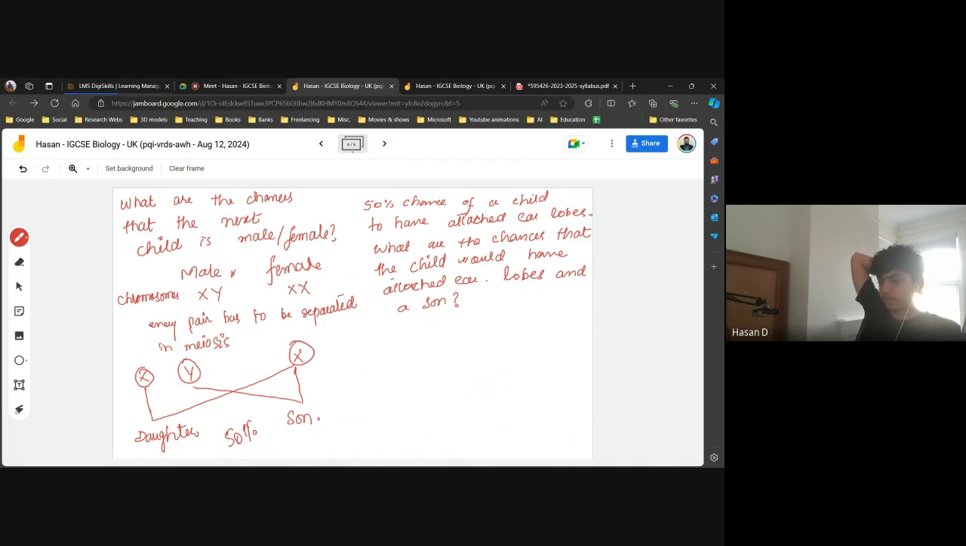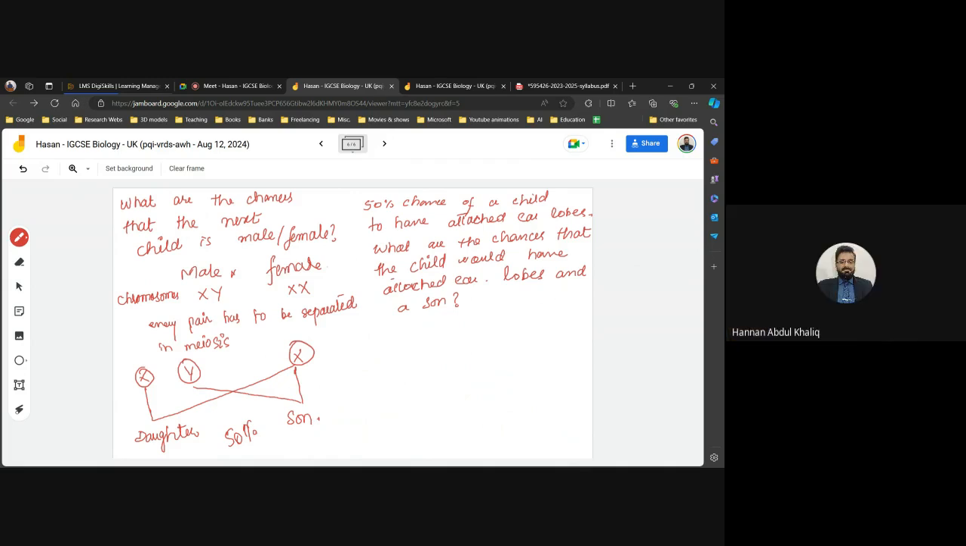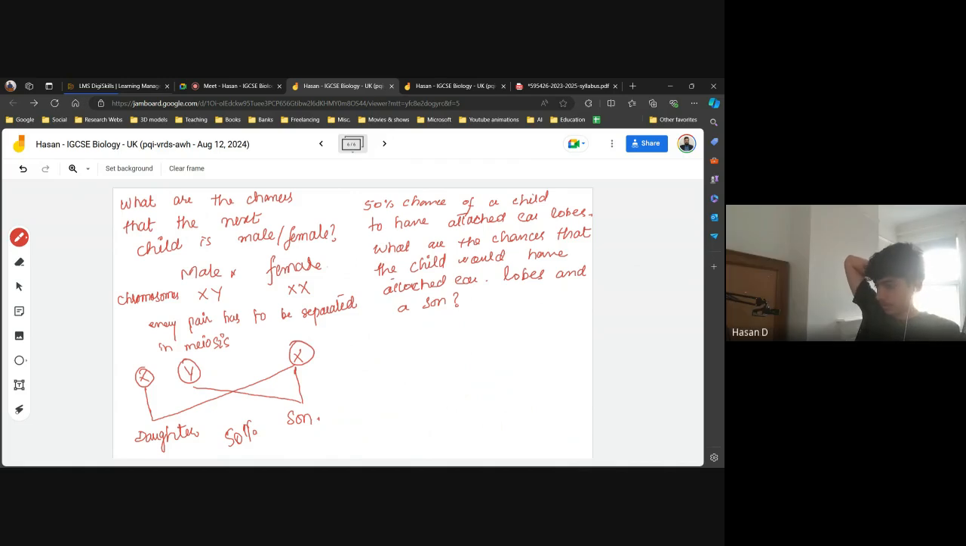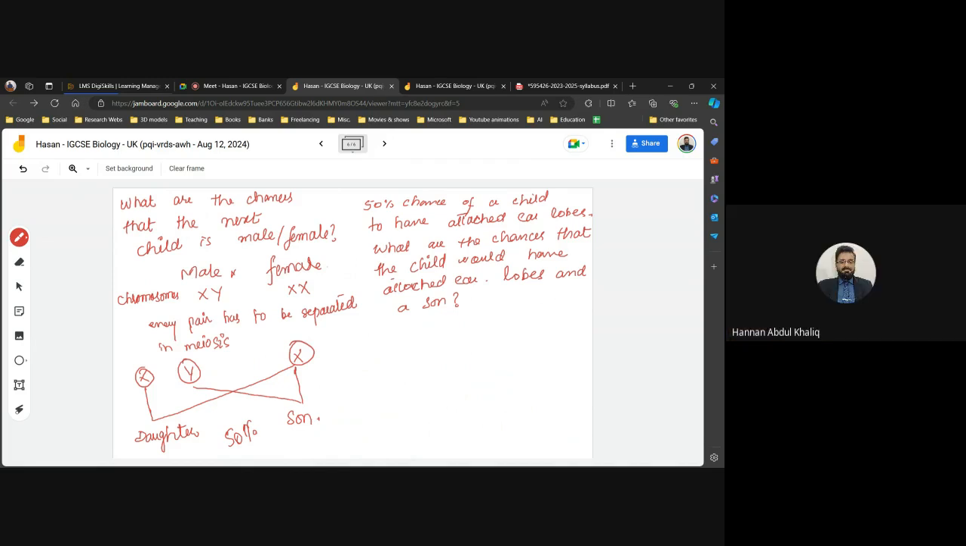25%. Why did you divide the chance of attached earlobe into half? Because of the gender. Yes, you did 50%, male, female, so 25% for a boy. It means the other share has been given to the females. 25% chance of a son with attached earlobe, 25% chance of a son with unattached earlobe, 25% chance of a girl with attached earlobe, and 25% chance of a girl with detached earlobes. So yes, you were right. Got it?